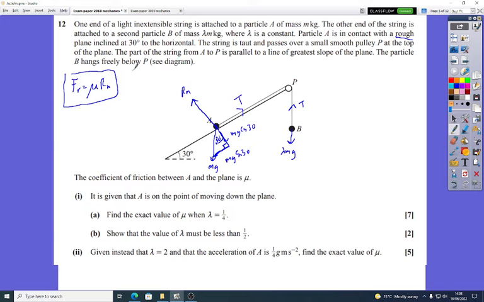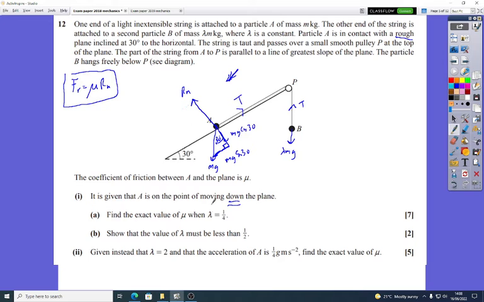So particle B hangs freely. Coefficient of friction between that and the plane is mu. Right. Coefficient of friction between A and the plane is mu. It is given that A is on the point of moving down. Right. So we needed to determine, sometimes if it hasn't been told to you, you need to work it out. But in here it says that A, this is A, is on the point of moving down the plane. So the movement is going, this is very important, it's going down the plane. Very important.